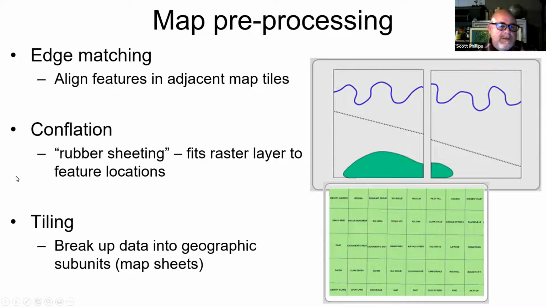And another thing, kind of the opposite of edge matching, you might want to break your data up. For some analysis, it may be helpful to break up your data into different map tiles. That way you can process each one independently if perhaps it's too much data to use as one big file.